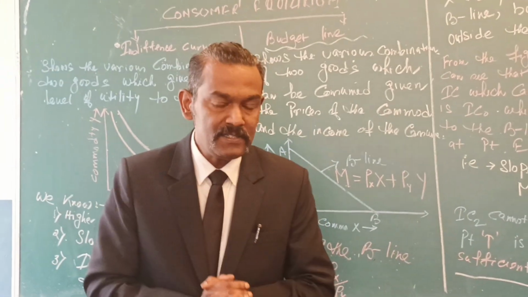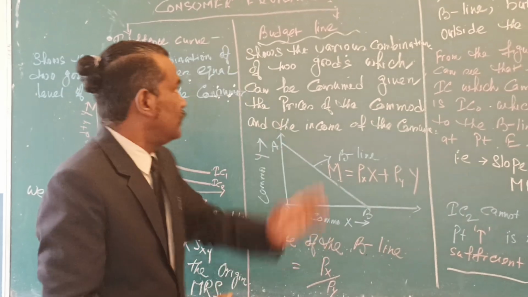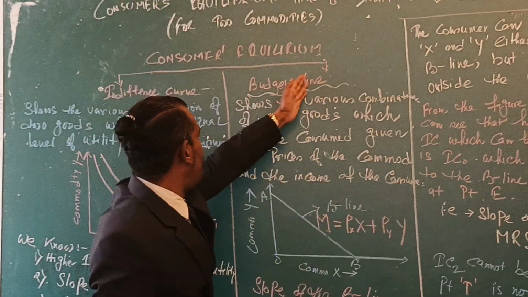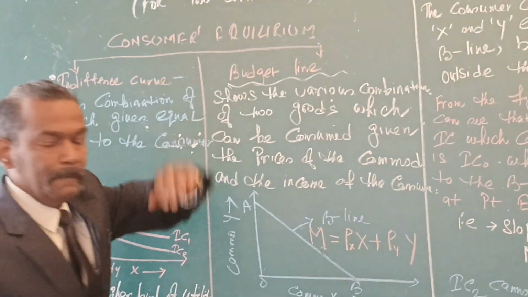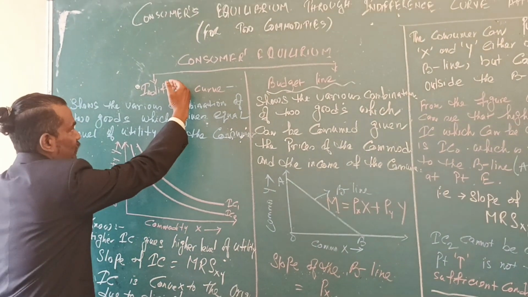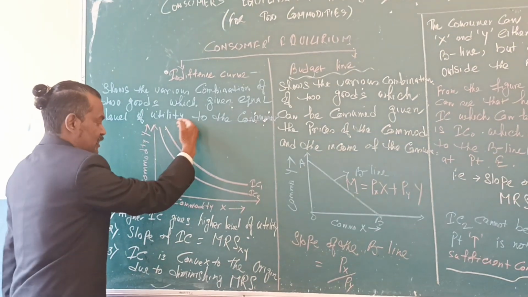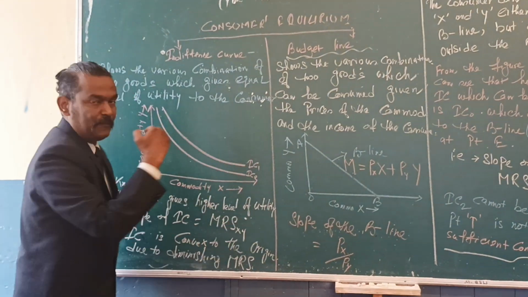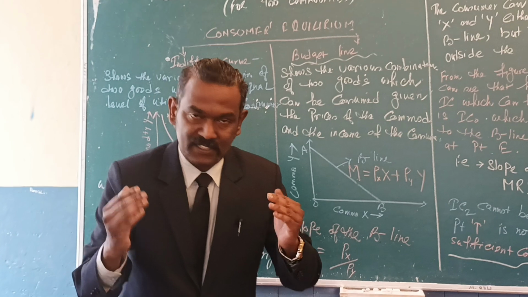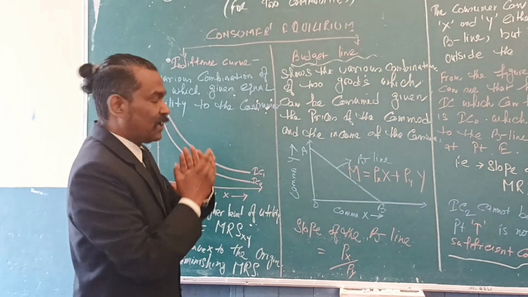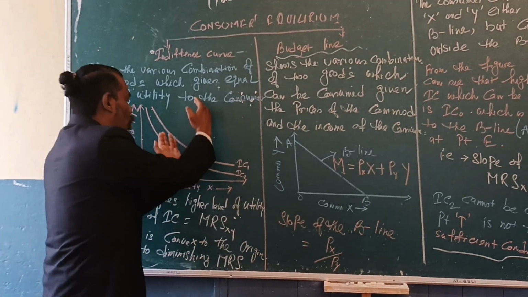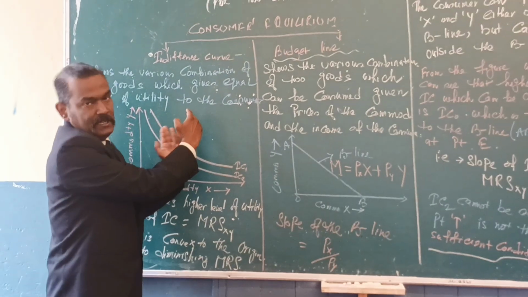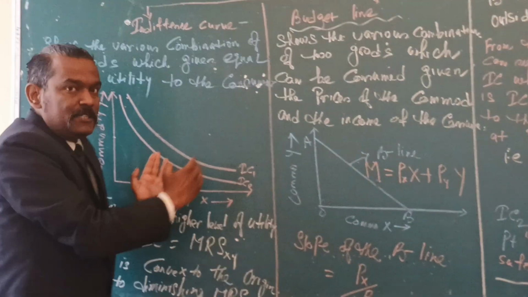My boys and girls, what I am saying to you is that the consumer's equilibrium depends on two things. One is the indifference curve, the other one is the budget line. So I have given you the definition of the indifference curve. What are the properties of the indifference curve? This also we have discussed. So the main aim of the consumer is to maximize his utility, so he will try to go to the higher level of indifference curve given his budget line.